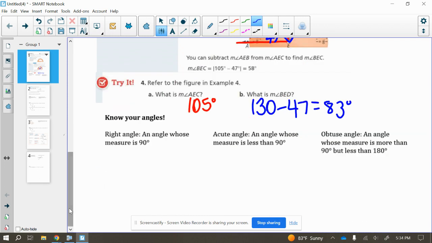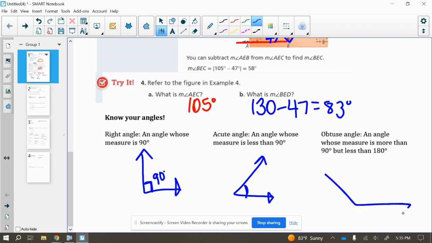Now, again, some special things we've talked about with angles before. Right angles are angles that measure 90 degrees. So you'll see a little symbol like this to show you that means 90 degrees exactly. Acute angles are angles that are less than 90. And obtuse angles are going to be ones that are larger than 90, but less than 180. So for instance, maybe this one is 60, but our obtuse angle is 108.